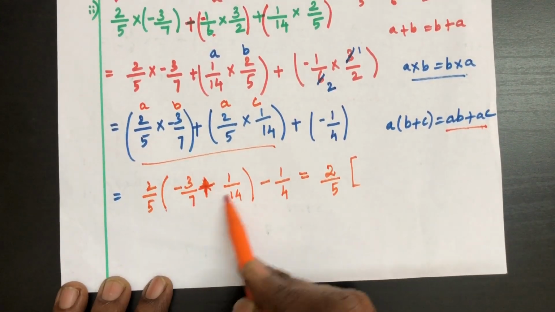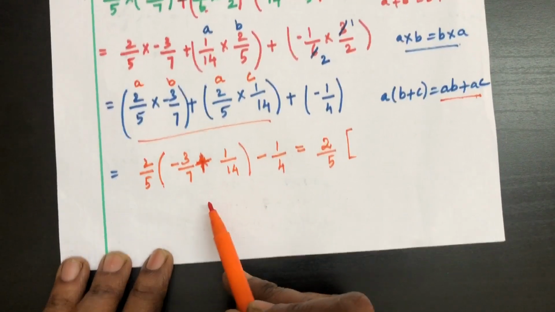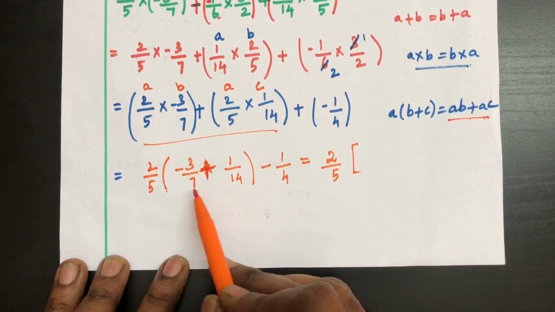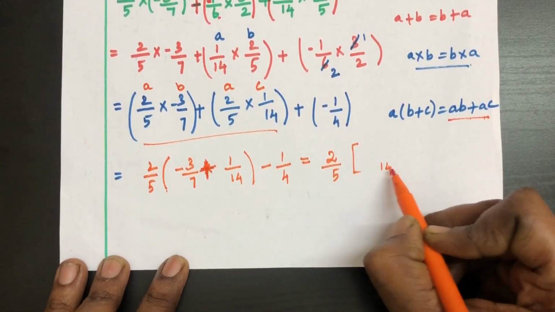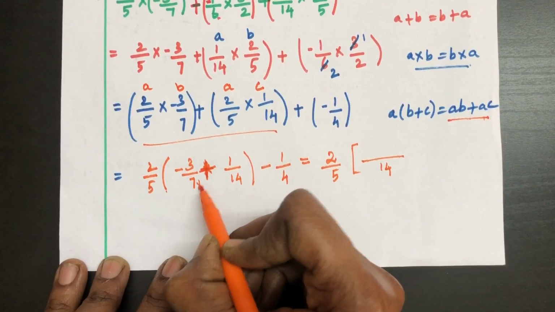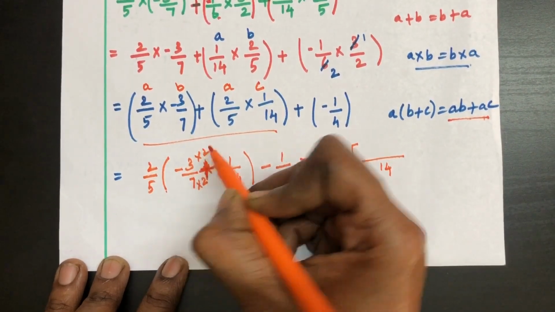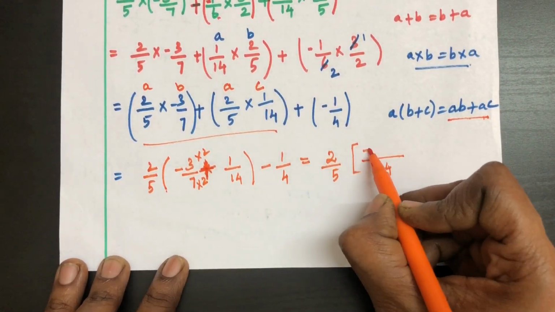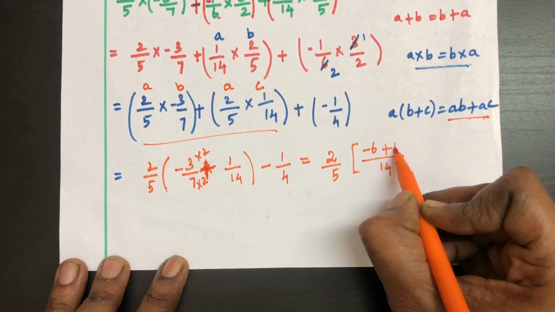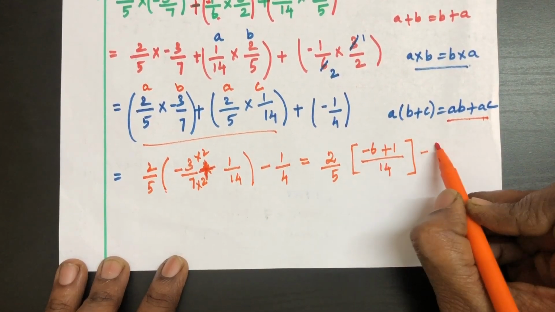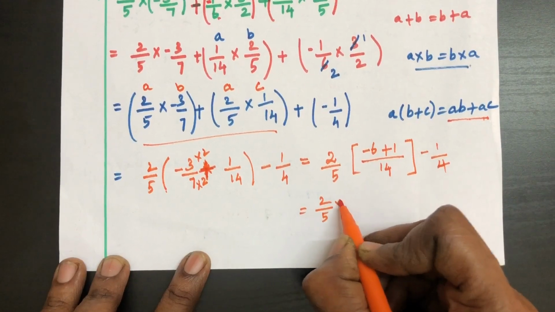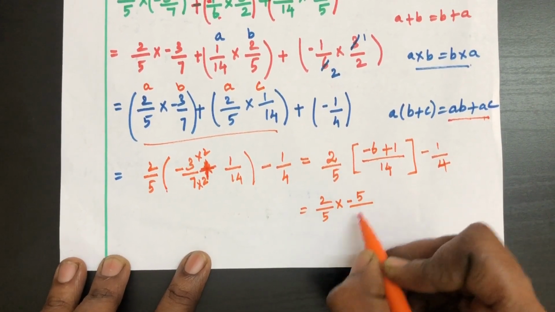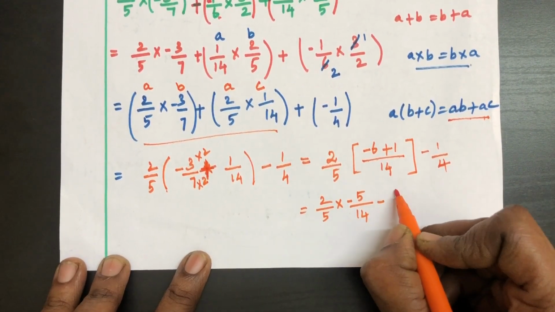Now in this bracket, shall we do this bracket? Simplify this. So 14, 7 and 14. What is the LCM? 14 is the LCM. 14 is the LCM means we need to multiply it with the 2 in the numerator and denominator. So minus 6 plus 1 minus 1 by 4, which is equal to 2 by 5 into minus 5 by 14 minus 1 by 4.